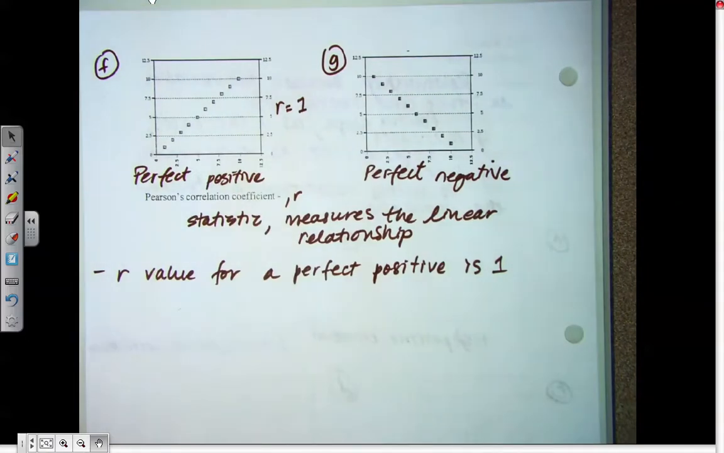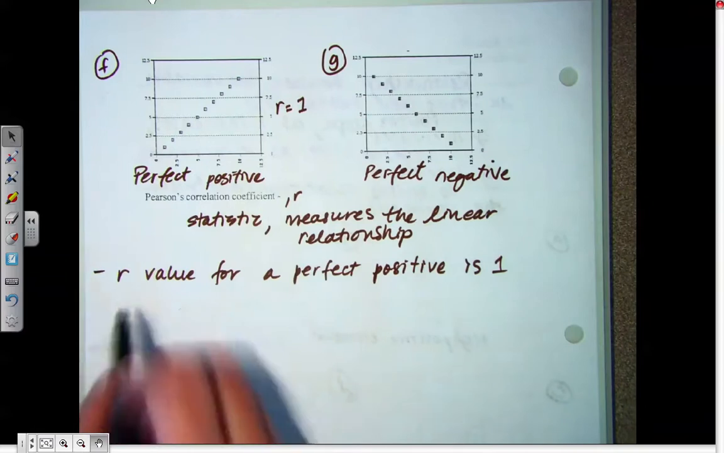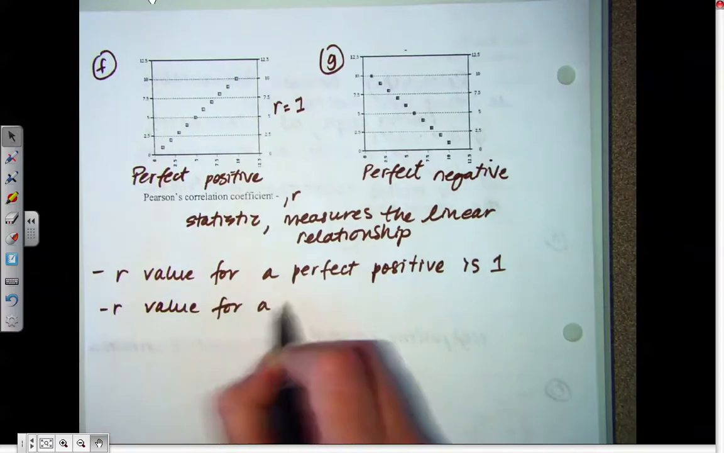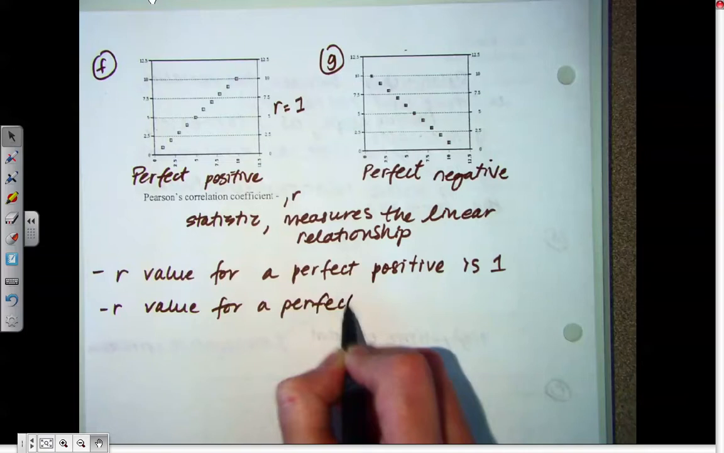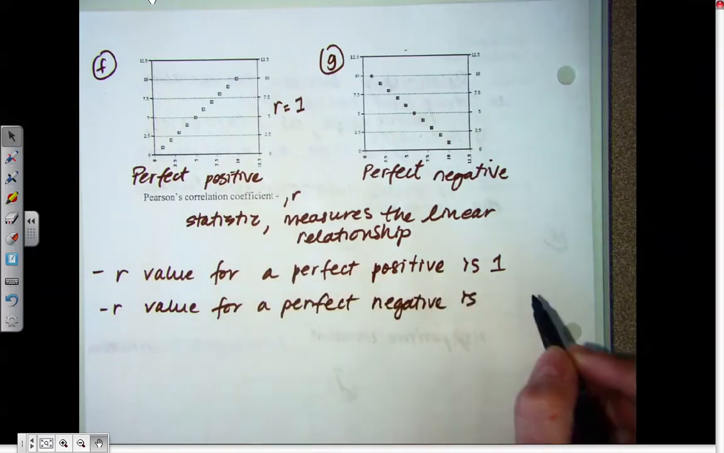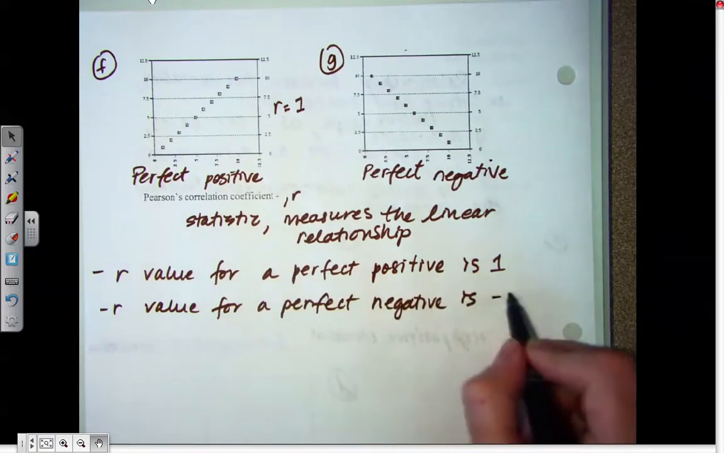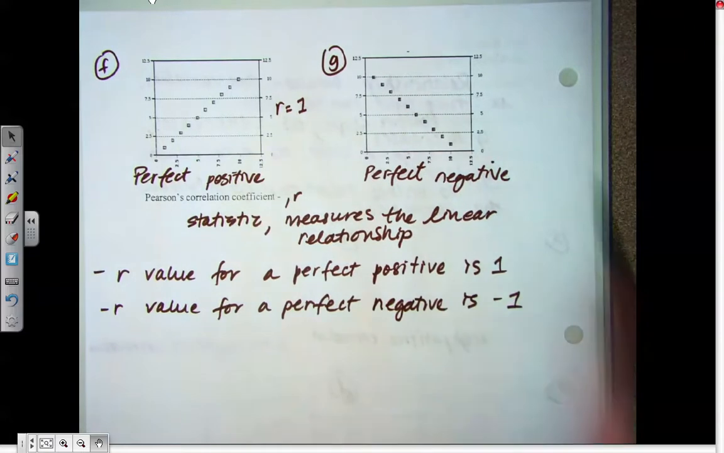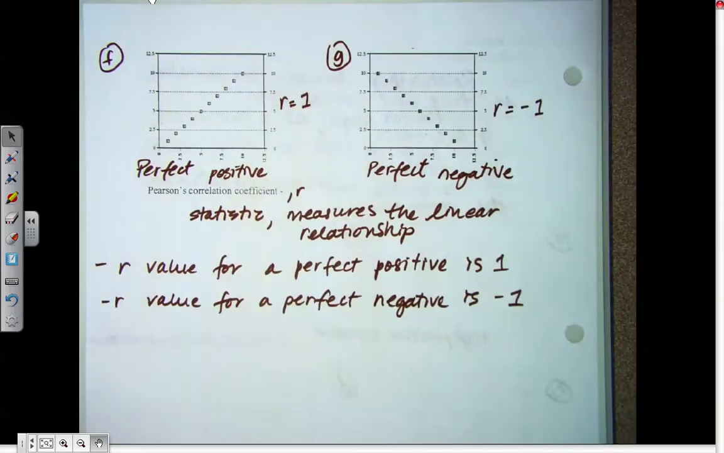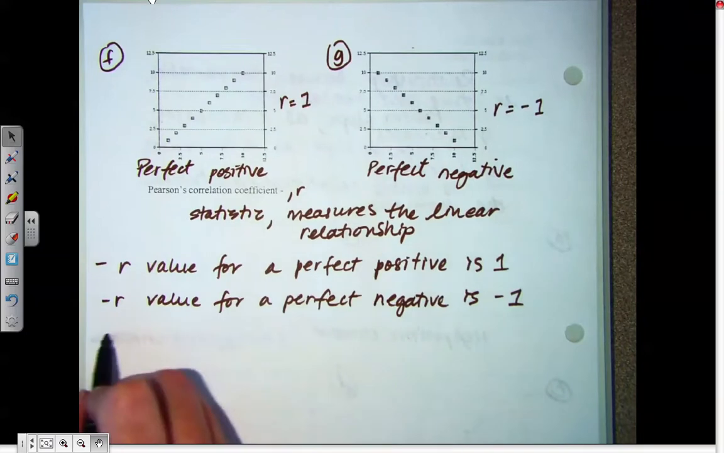If it's a perfect negative, would that be negative 1? The R value for a perfect negative is negative 1. So you would say R equals negative 1 next to the graph.